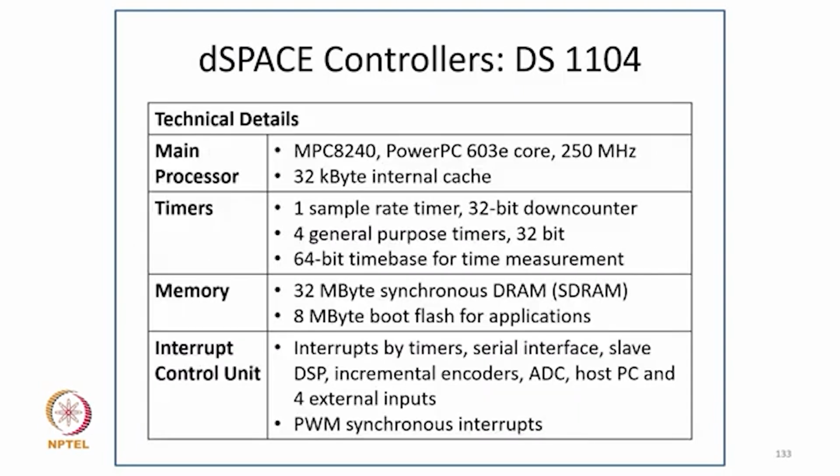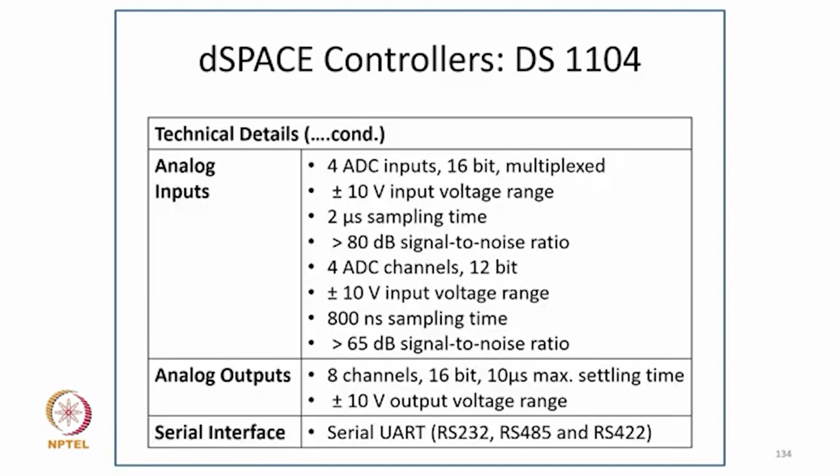signals. So here are the typical technical details: main processor MPC8240, PowerPC 603e core, 250 MHz, 32 kilobyte internal cache, and timers: one sample rate timer, 32-bit down counter timer, 4 general purpose timers, 32-bit, and a 64-bit time base for time measurement. Memory is 32 megabyte synchronous DRAM and 8 megabyte boot flash memory for the application. The interrupt control unit handles interrupts from the timer, serial interface, slave DSP, incremental encoder, ADC, host PC, and for external and PWM synchronous interrupts.